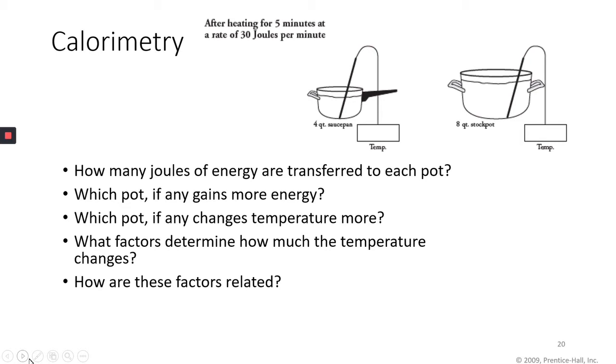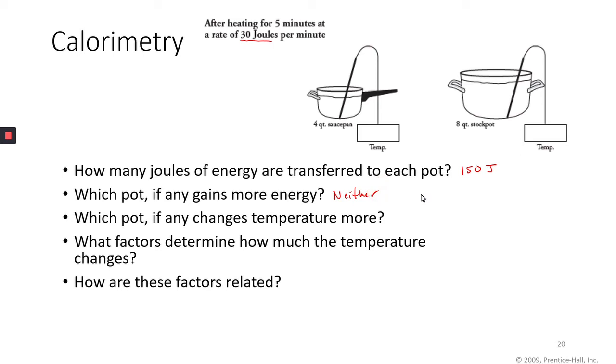How many joules of energy are transferred to each pot? Well, if you look up here, it says after heating for 5 minutes at a rate of 30 joules per minute. So 30 times 5 is 150 joules are added to each pot. Which pot is going to gain more energy? Well, you should have written neither, because they're gaining the same amount of energy.